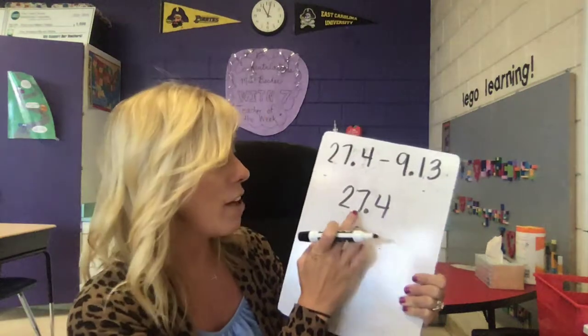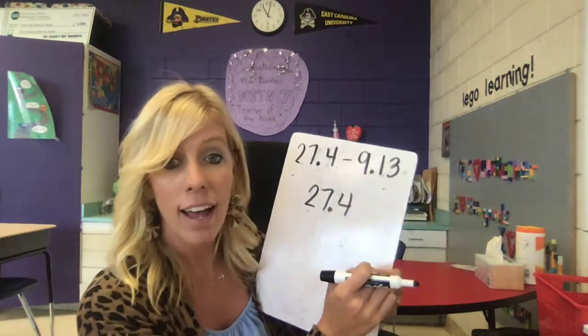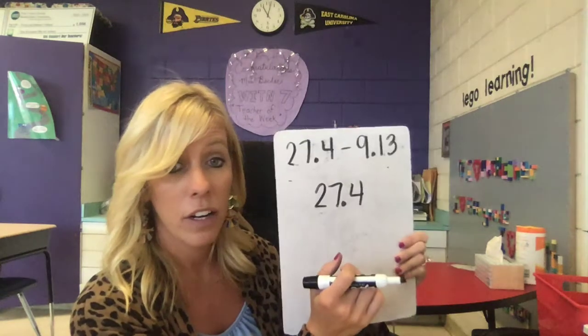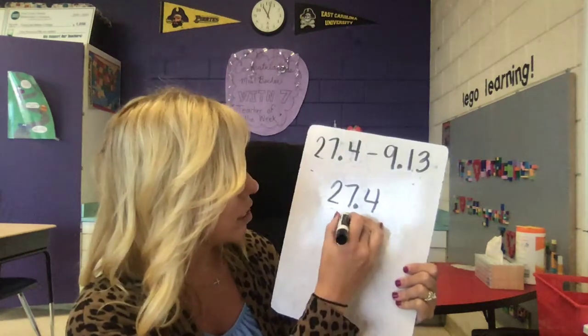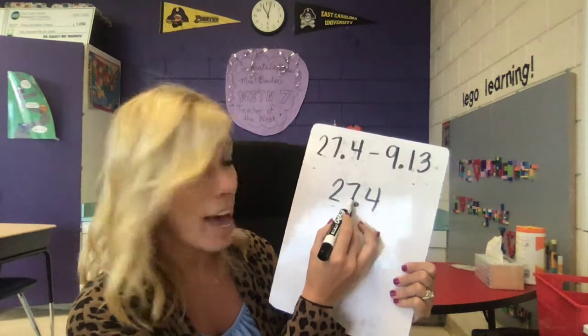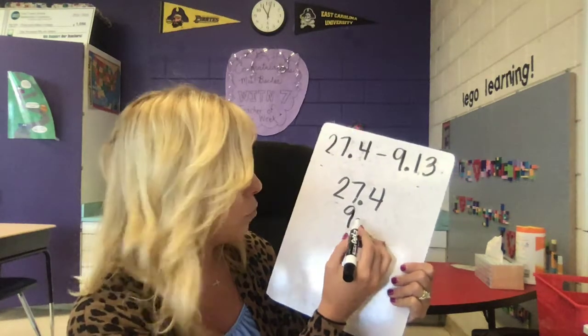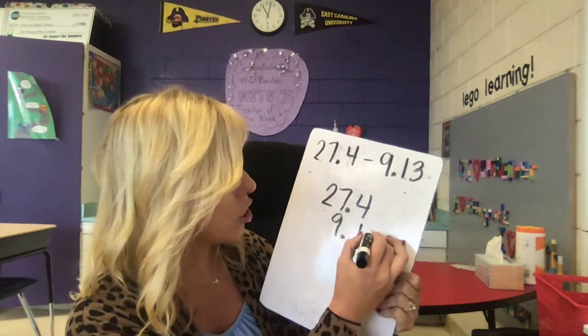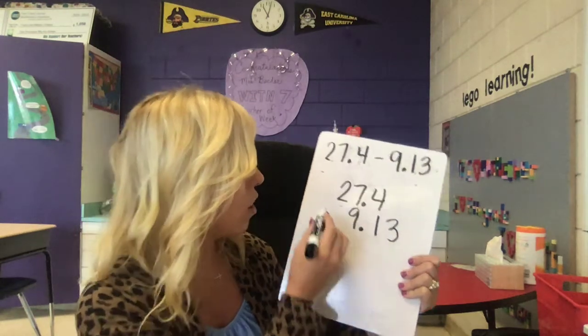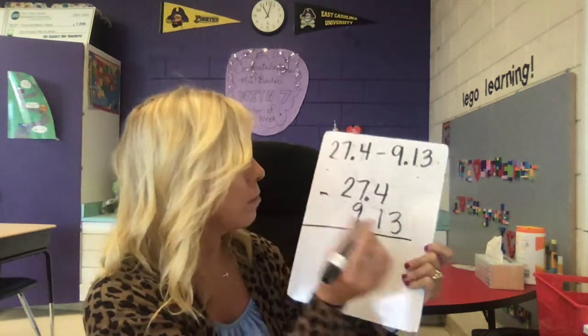We have 27 and 4/10. So my 9, it belongs where? It belongs under that 7, because that is 1s and 9 is 1s. I have 13 hundredths, all right? So I'm going to put my subtraction mark.